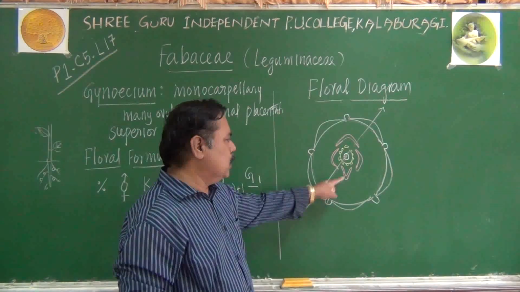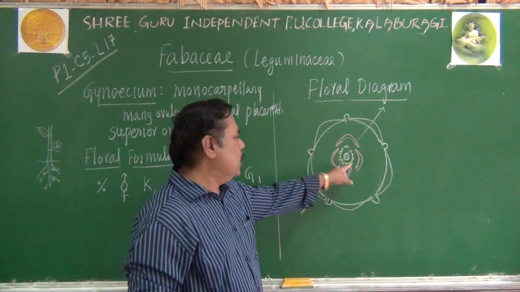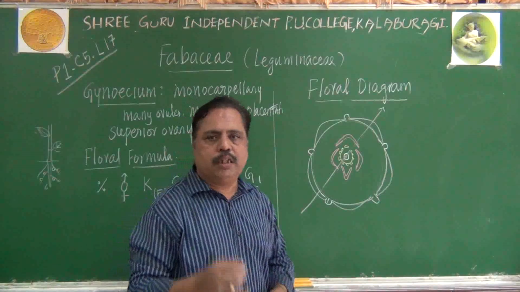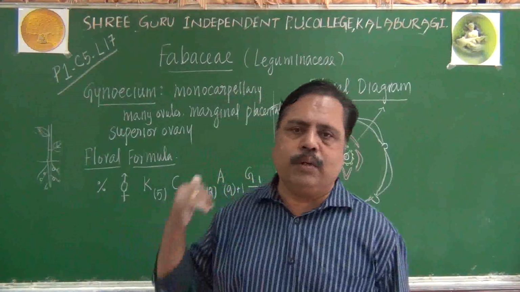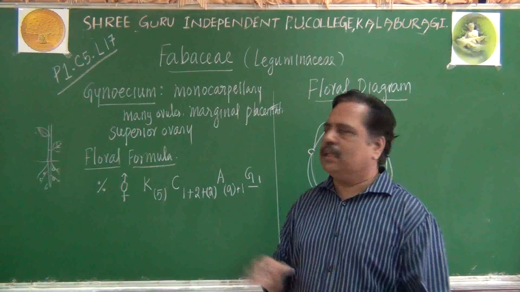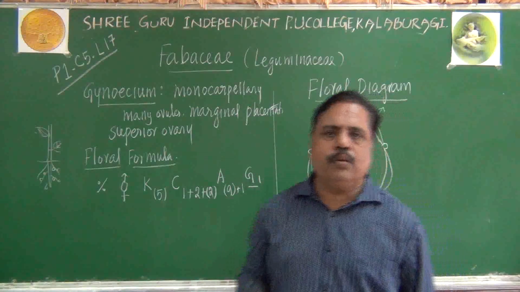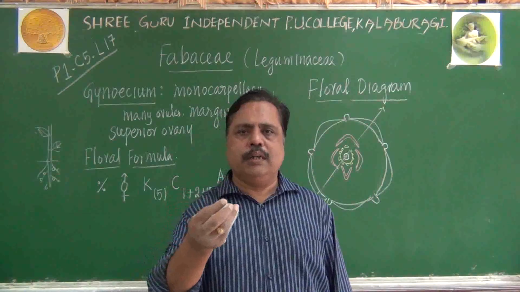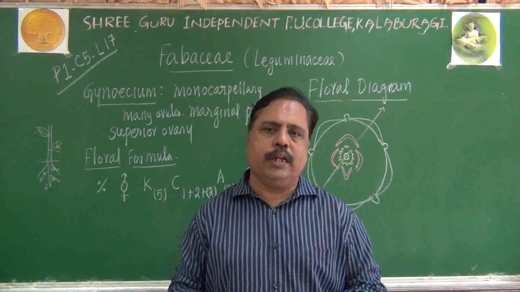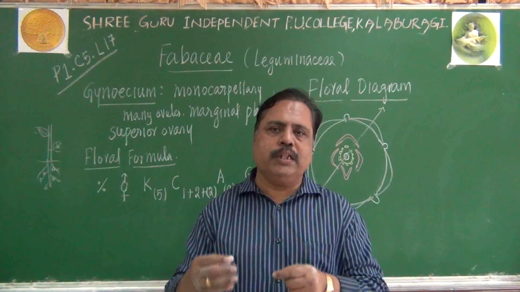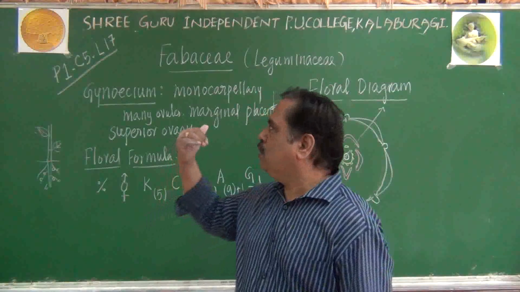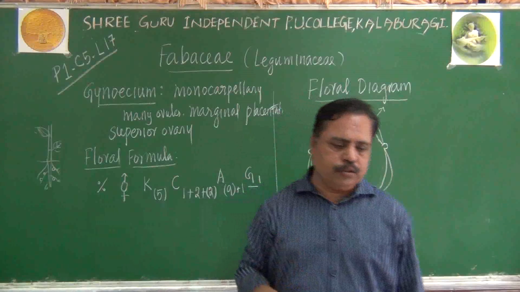Gamosepalous, 5 sepals, papilionaceous corolla, diadelphous stamen, marginal placentation, ovule. That is, what is that? Fabaceae. Lastly, to complete this family, we shall go for important plants belonging to this family. In our day-to-day life, what are the plants we use which belong to the Fabaceae? We are going to see.